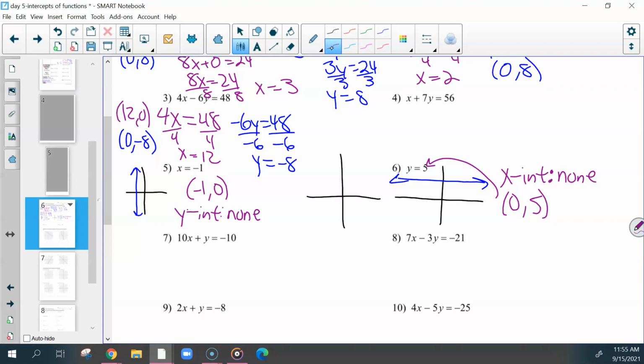If your y value is 0, that's the only time you would have an x-intercept. But you would also have multiple x-intercepts if that was the case. Same thing with x. If x equals 0, you would have multiple y-intercepts. If it's anything other than 0 for x, you wouldn't have one y-intercept. For y, you wouldn't have an x-intercept.